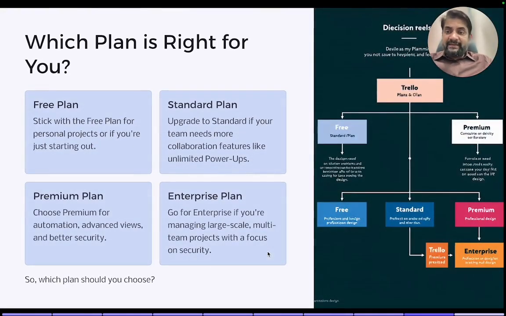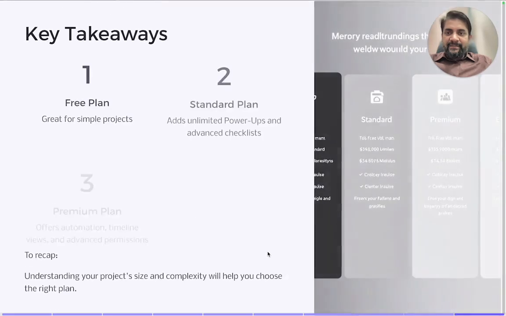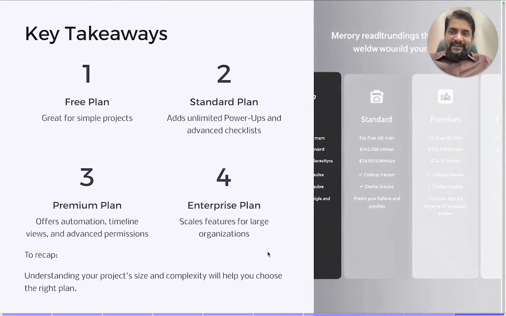So which plan is right for you? Free plan? Stick with the free plan for personal projects or if you're just starting out. Standard plan, upgrade to standard if your team needs more collaboration features like power-ups, which is now also available on the free plan. Premium plan, choose premium for automation, advanced views, and Atlassian AI, which is an attractive thing. Enterprise plan, go for enterprise if you are managing large scale multi-team projects with a focus on security. So that concludes, and I hope this answers which plan is the right fit for you.